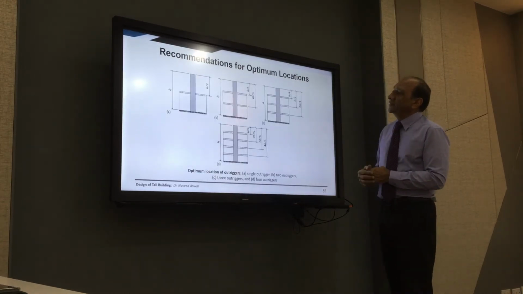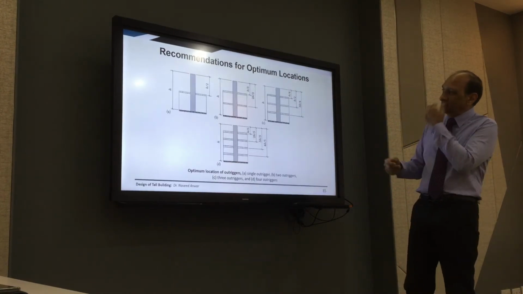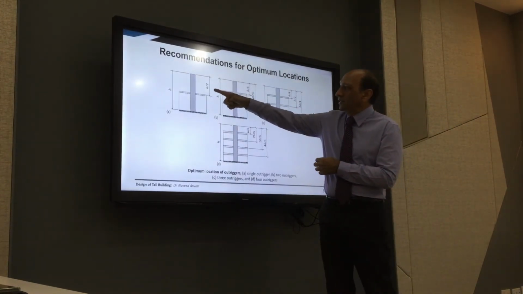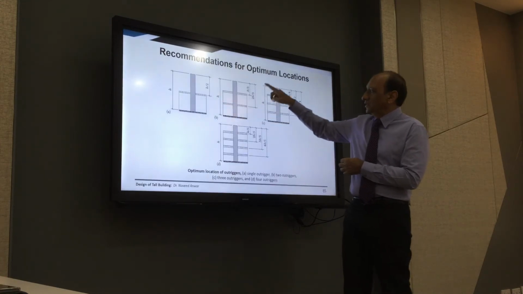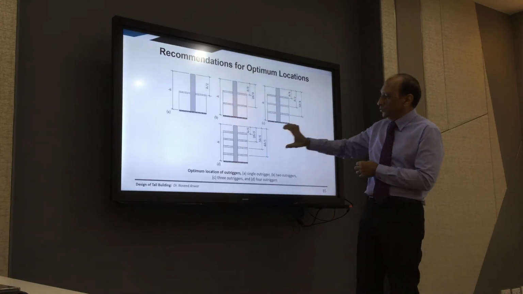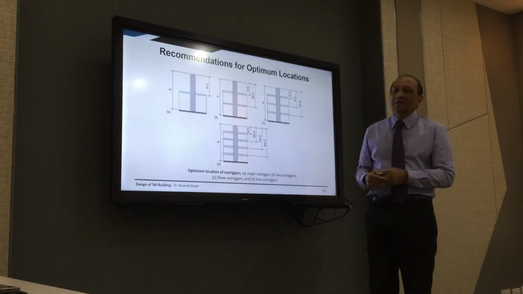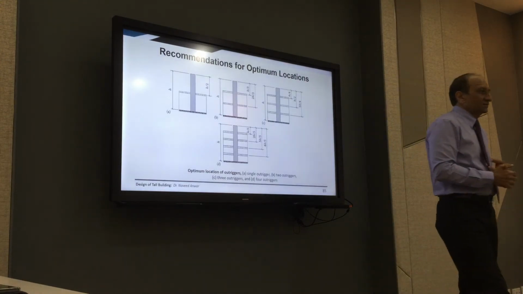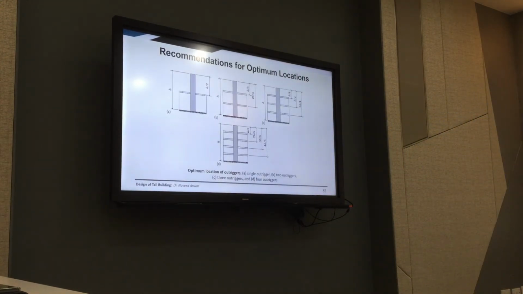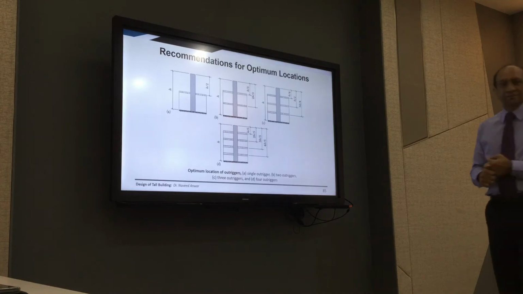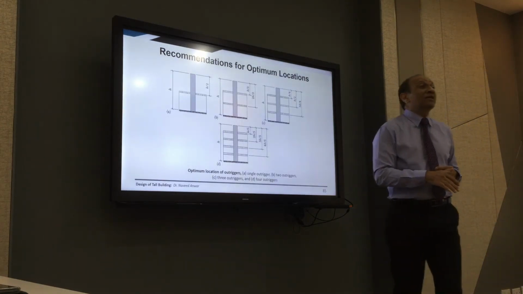So this is the recommendation for optimum location. If only one, it should be this one, 2 like this one, 3 like this one, 4 like this one. So this is the final conclusion from their study, right? But it is only for their study.